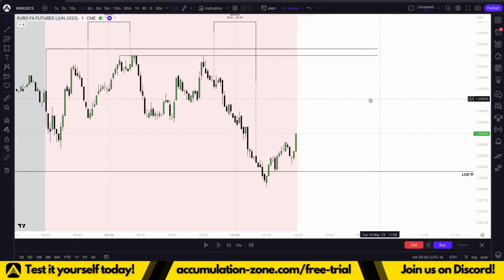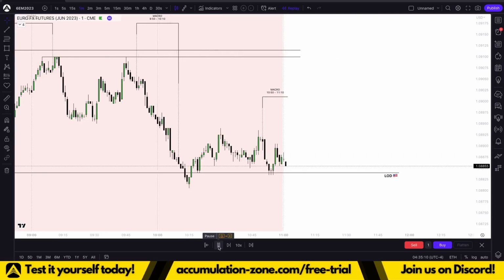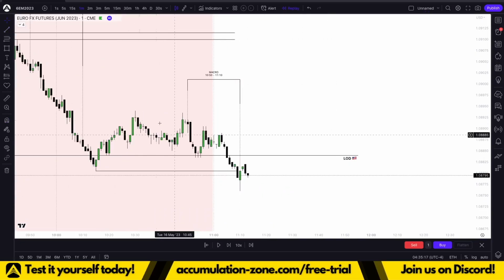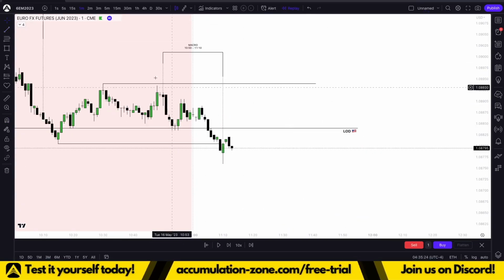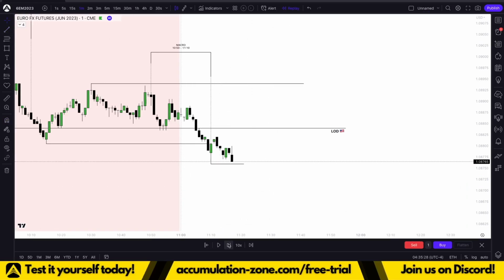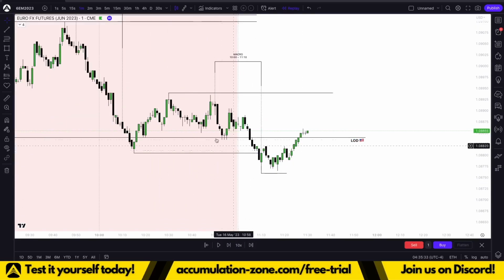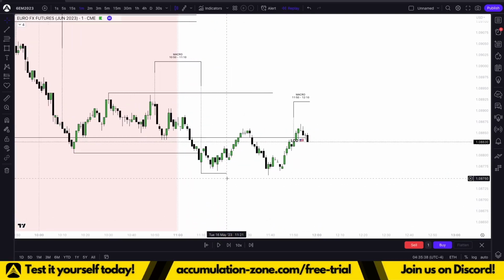Ideally, we would like to see price break down further and make a new lower low, maybe during the macro. Yep, we got it. Right in that macro time, we took out this low. So now our highest point would be this high right here between those lows. Let's see if we continue to break some lows. Doesn't look like it. We're also outside of our session, but let's keep track of it. We took it out once more right here.